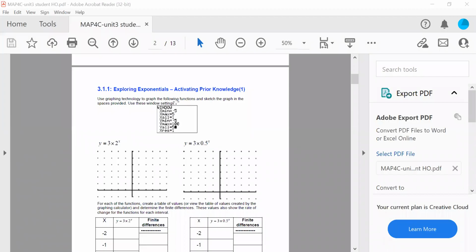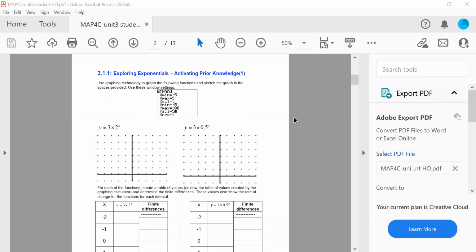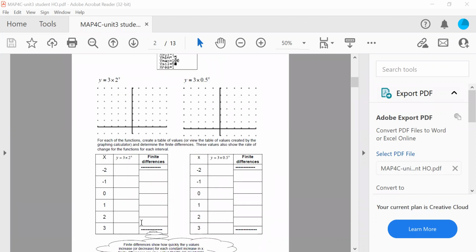Good morning, guys. I'm just going to quickly show you how to do these 4 pages so that it's nice and quick. I'll post the lesson book if you forgot it at school. But here are some exponential function equations that you're going to just put into Desmos, copy the graph, and then I'm going to show you how to do the table of values and the finite differences.